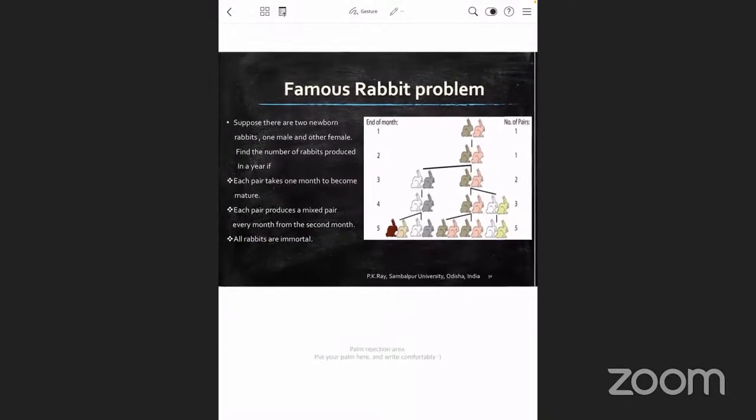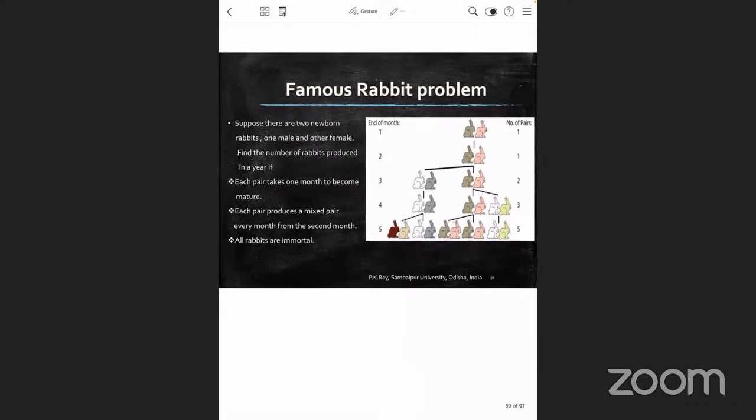Each pair, another restriction is what? Another condition is that each pair must produce a mixed pair. This is also one condition. It is not necessary, but in order to get the Fibonacci sequence, this is the condition here. Each pair produces a mixed pair. That means one male and another one is female.